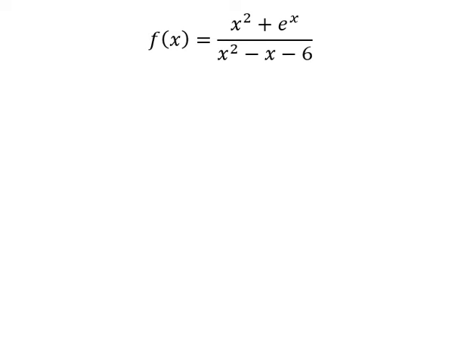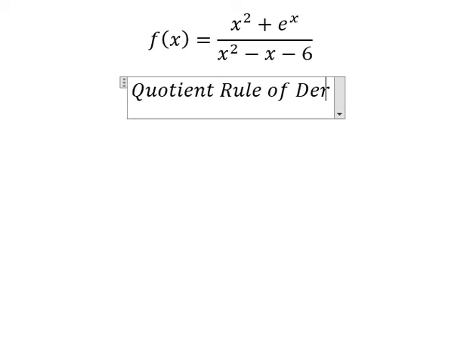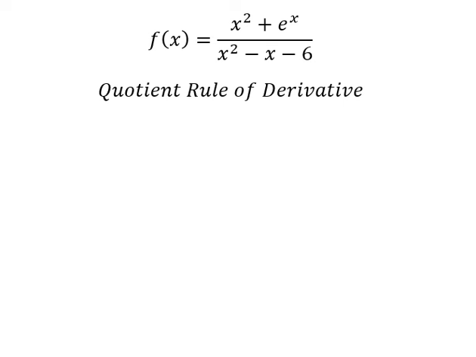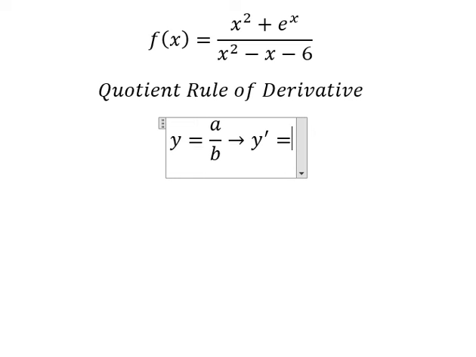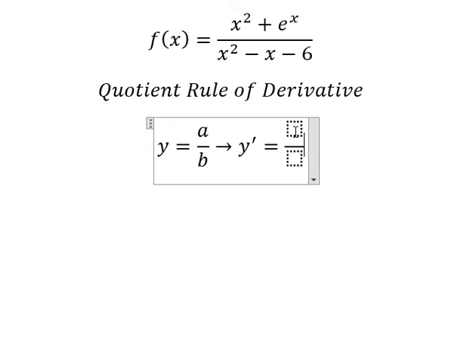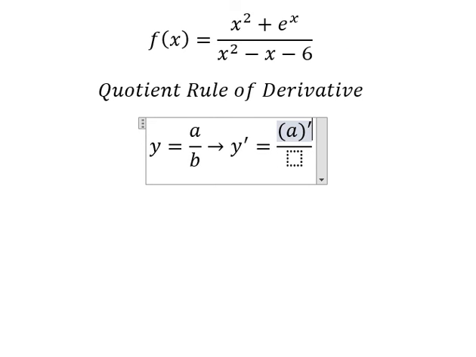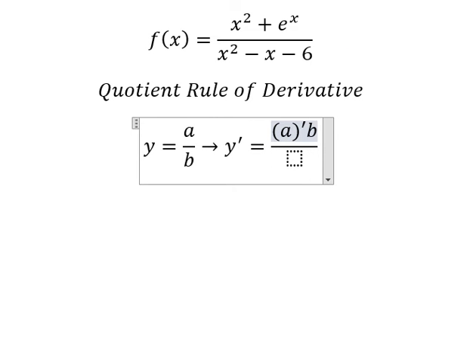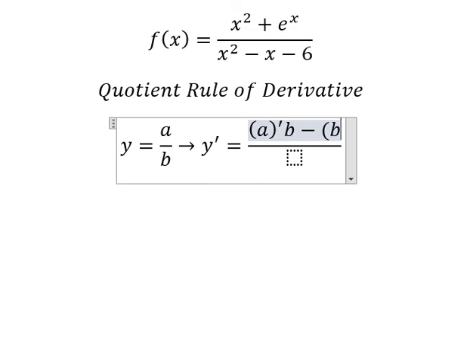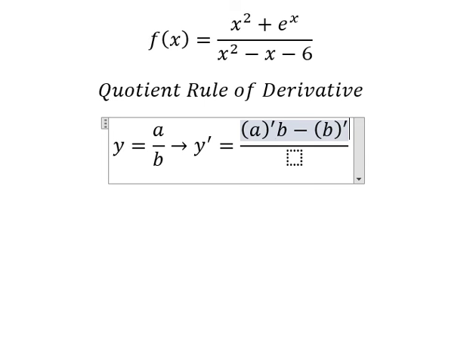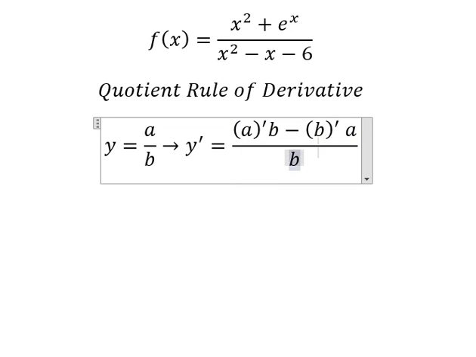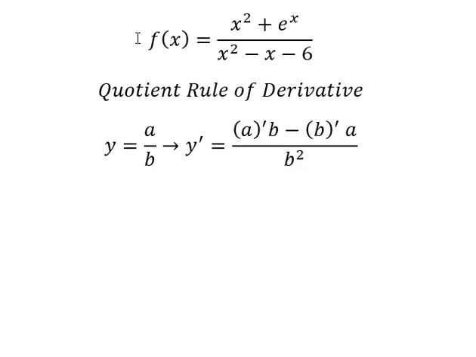We can apply the quotient rule of derivative. So we have y equals a over b. If we do the first derivative of this one, we need to do the first derivative of a multiplied by b, minus the first derivative of b multiplied by a, over b squared. Now we can apply the formula in here.